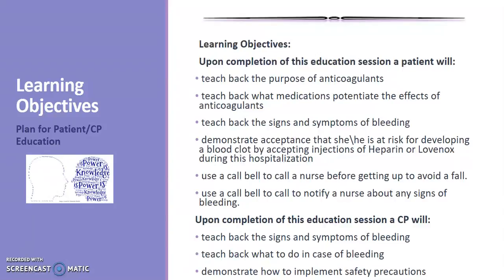Upon completion of the education session for care partners, care partners will be able to teach back the signs and symptoms of bleeding, what to do in case of bleeding, and they'll be able to demonstrate how to implement safety precautions to minimize risk of bleeding.